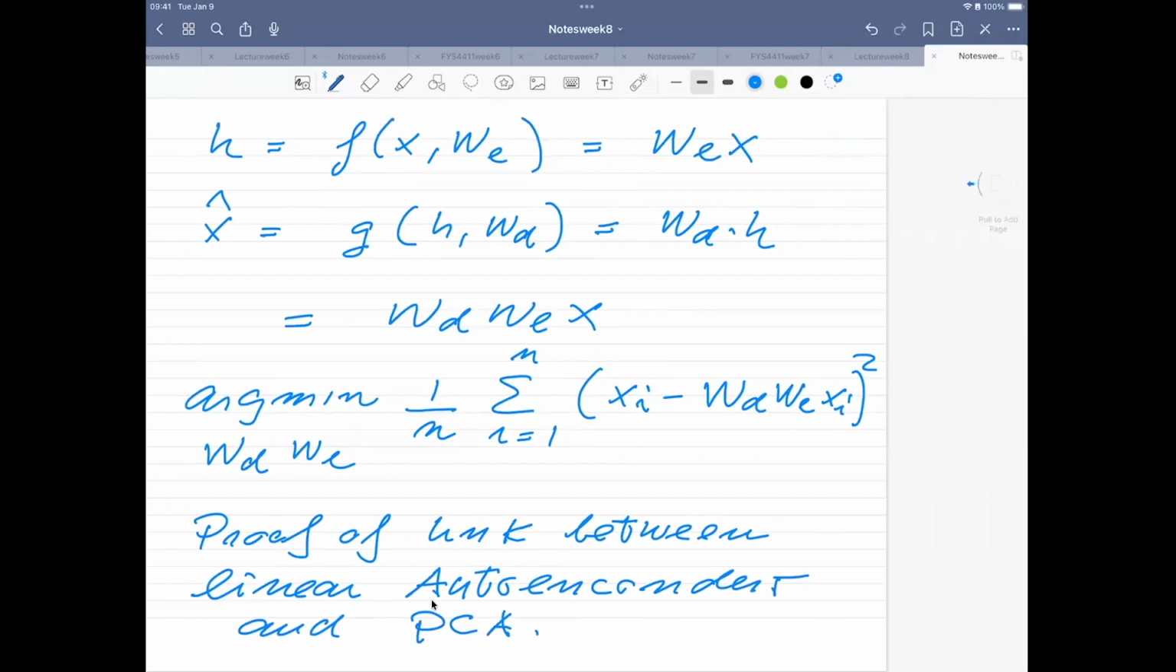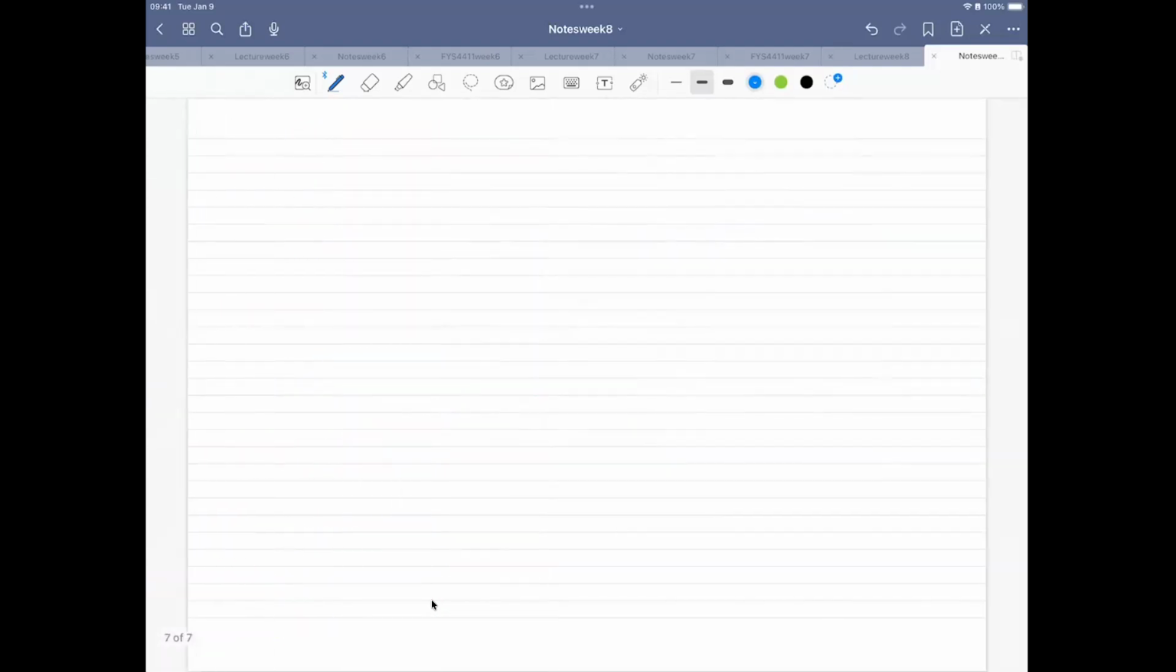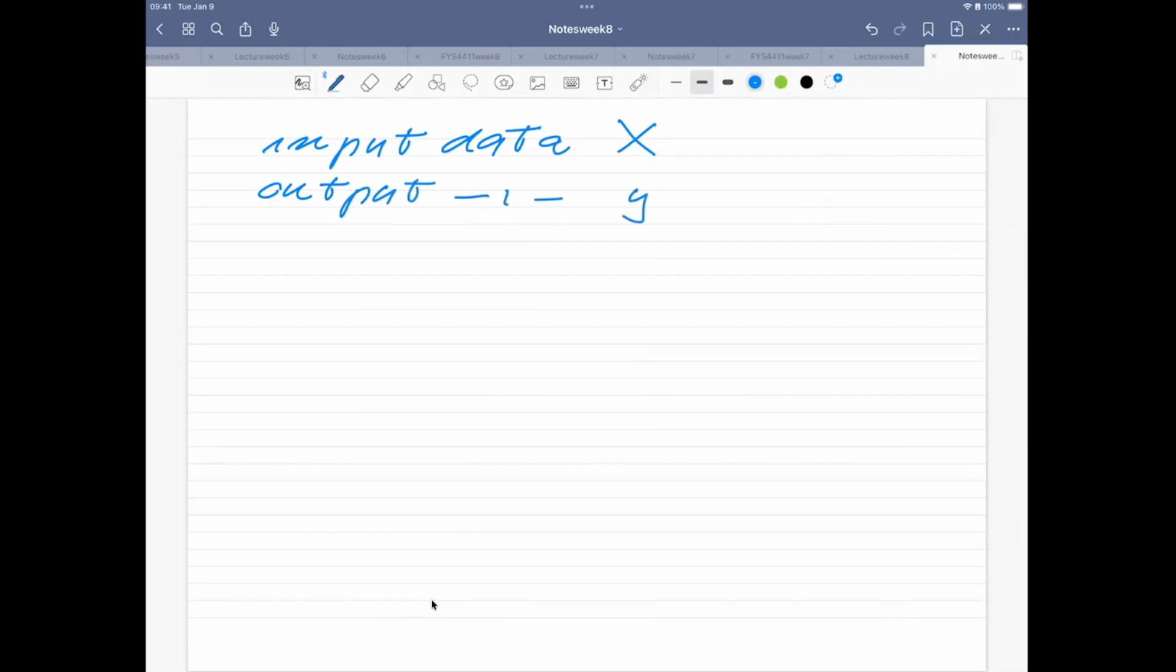So I'm going to introduce some different parameters, and some of you have seen this before when you took FYS-STK4155. So I'm going to define my input data in terms of a matrix, X, and then the output which I want to reproduce is given by a vector Y.